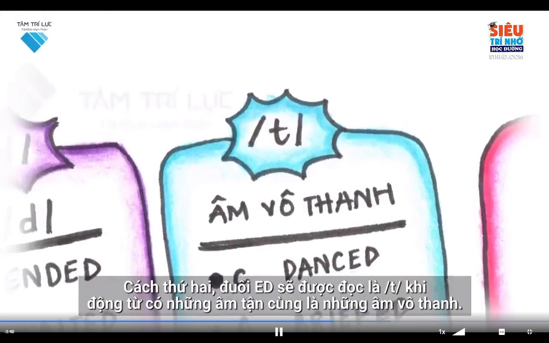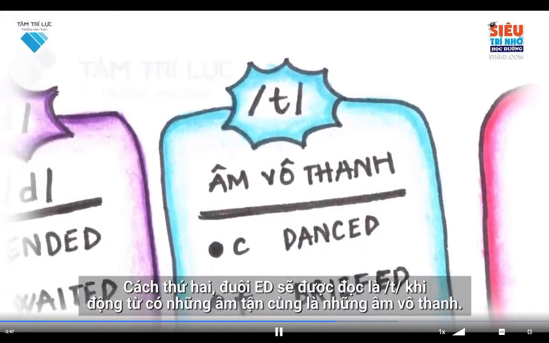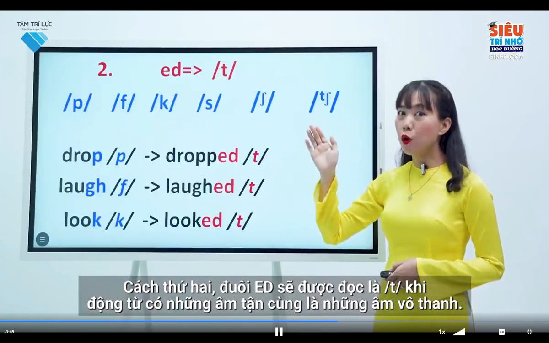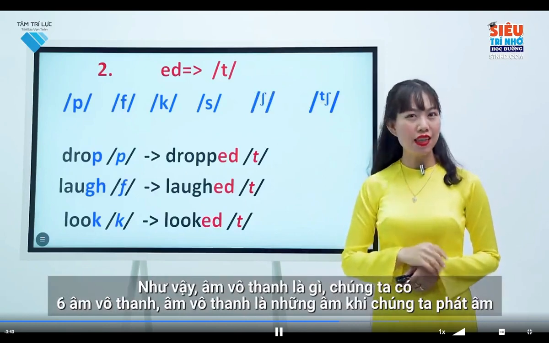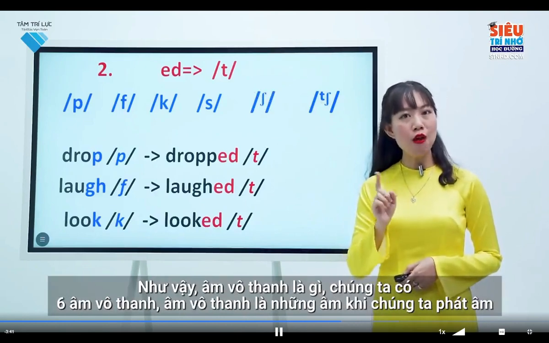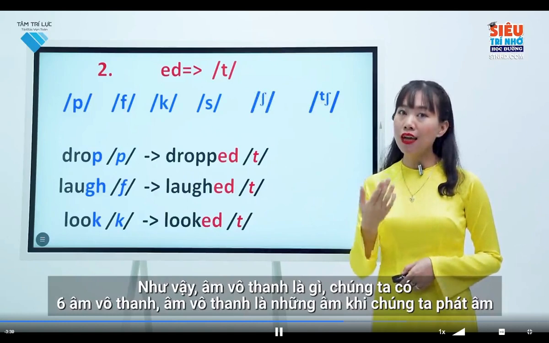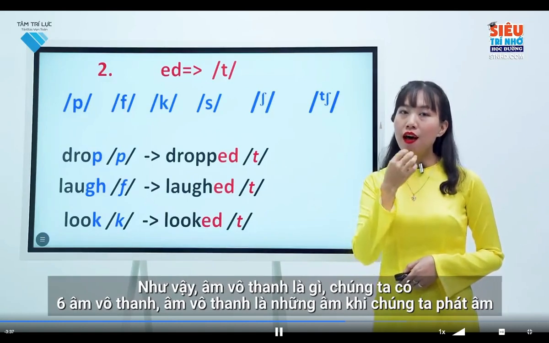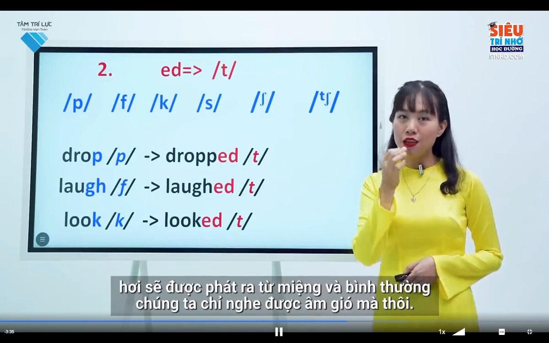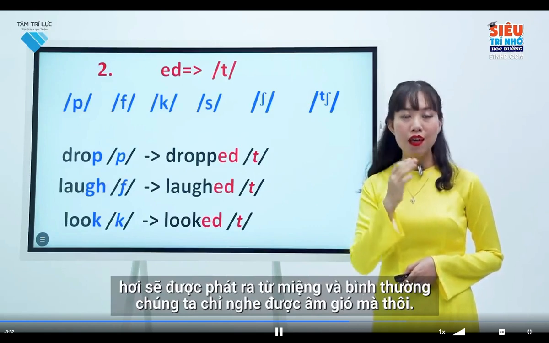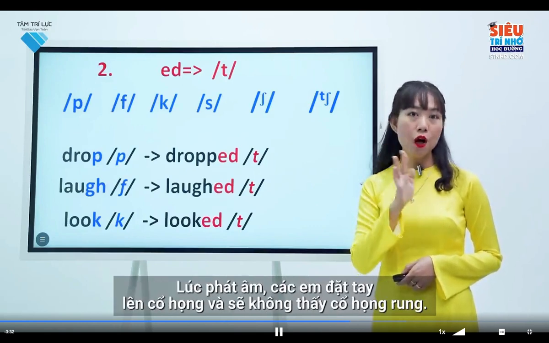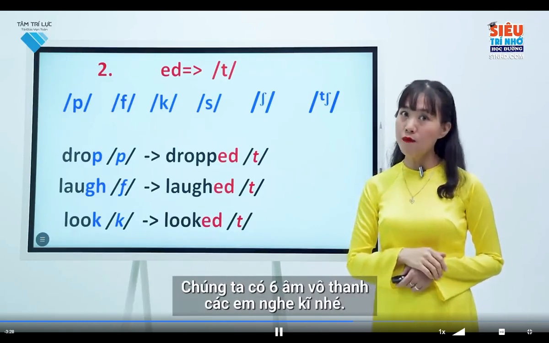The second way, the ed ending will be pronounced as t when the verb ends in voiceless sounds. So what is a voiceless sound? Voiceless sounds are the sounds when we speak where air is emitted from the mouth and usually we only hear the sound of the air. Put your hand on your throat and you won't feel your throat vibrate. We have 6 voiceless sounds.